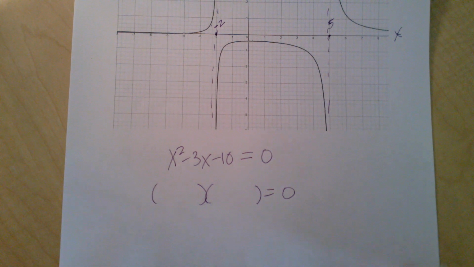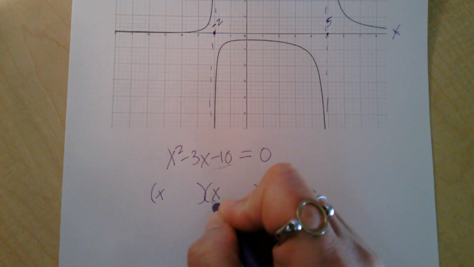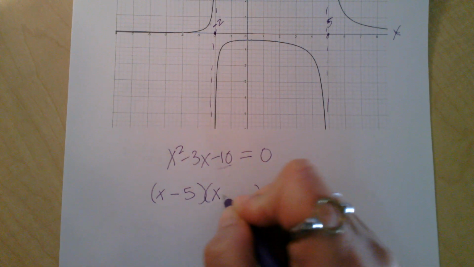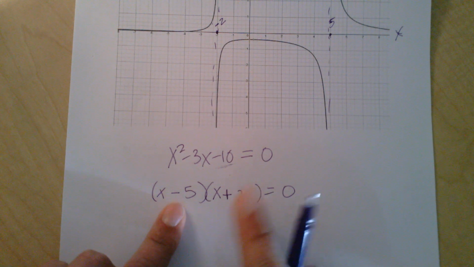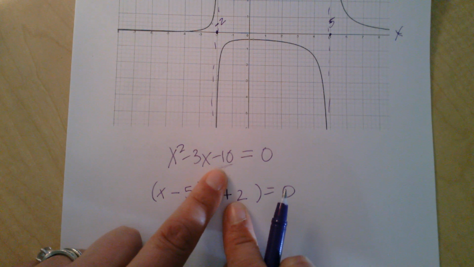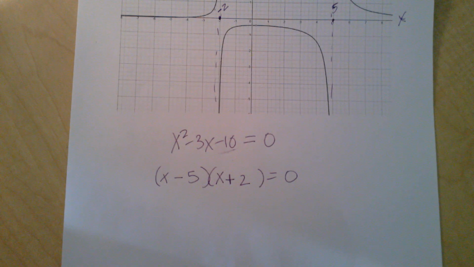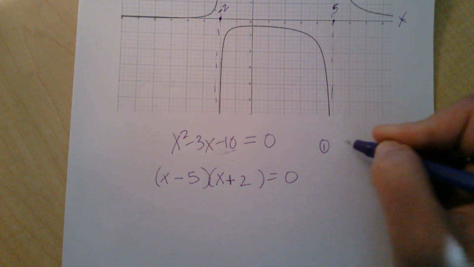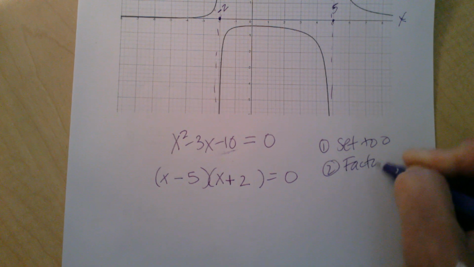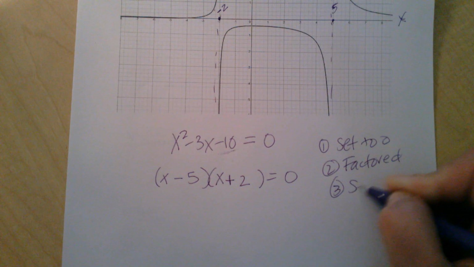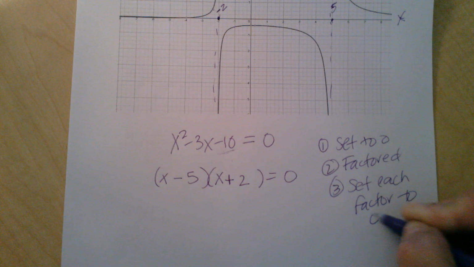When we factor these, we have to find what multiplies to give you negative 10 and adds to give you negative 3. That's going to be negative 5 and negative 2. Nope, negative 5 and positive 2. Negative 5 times positive 2 gives you negative 10. Negative 5 plus 2 gives you negative 3. And so we had to factor it. So number 1, we set it to 0. Number 2, we factored. And number 3, we're going to set each factor to 0.